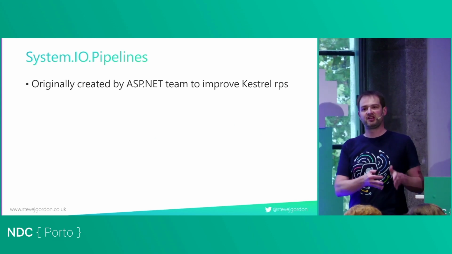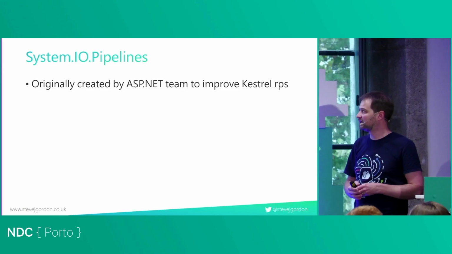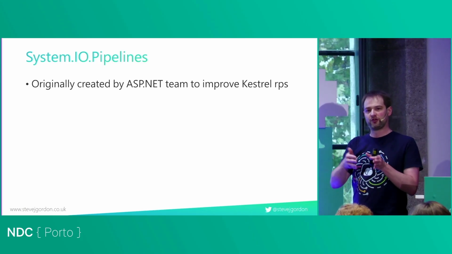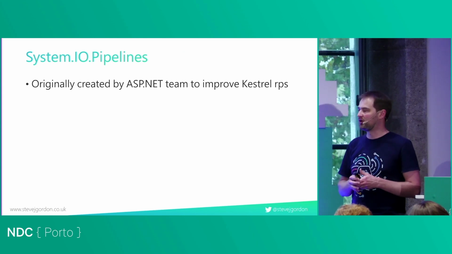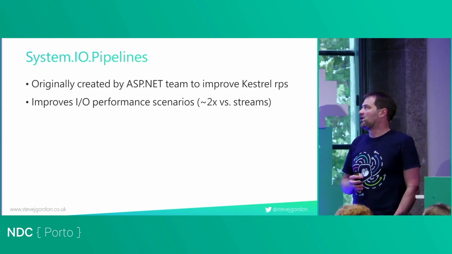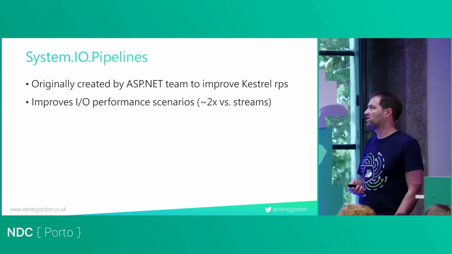It's obviously dealing with lots of bytes coming off a wire that then go through the ASP.NET Core pipeline internally. One of the things the team wanted to do was try and avoid all of those costs of switching between different streams as that data gets processed through the pipeline. So they found that by moving to this new pipelines library, they could roughly improve their performance by about 2x in the Kestrel scenario.